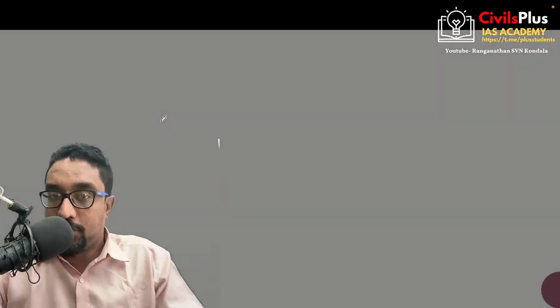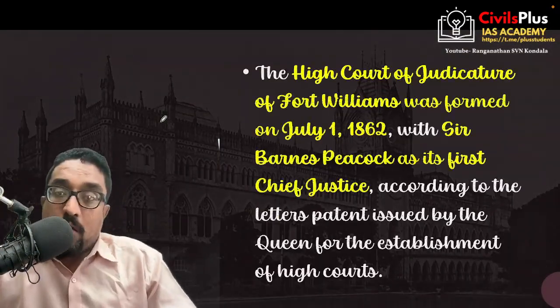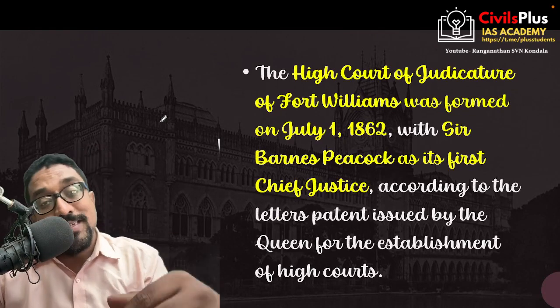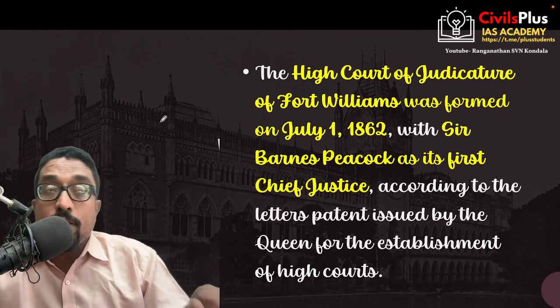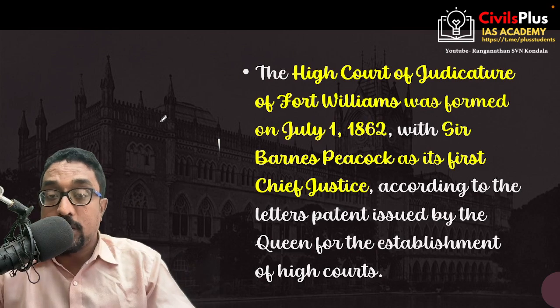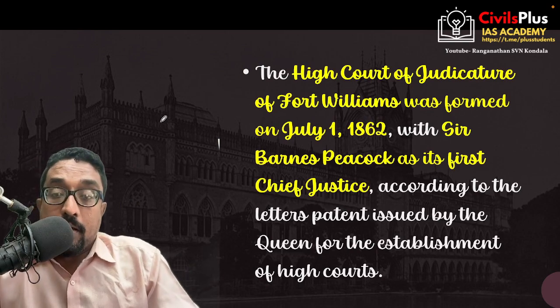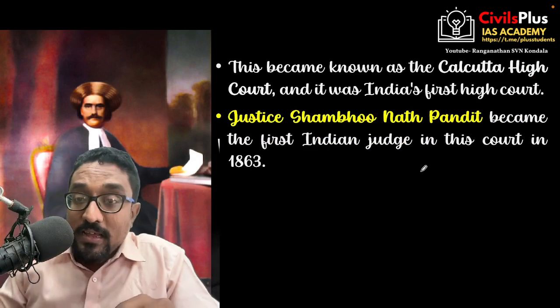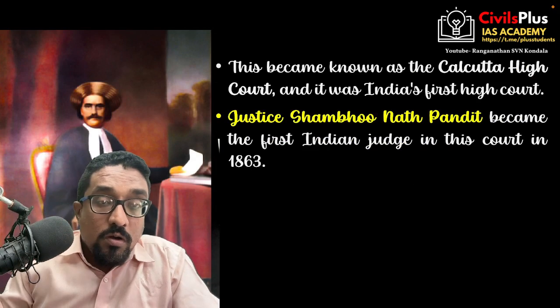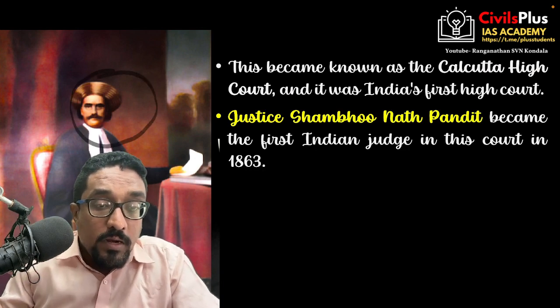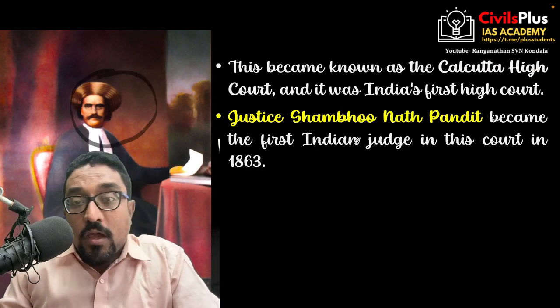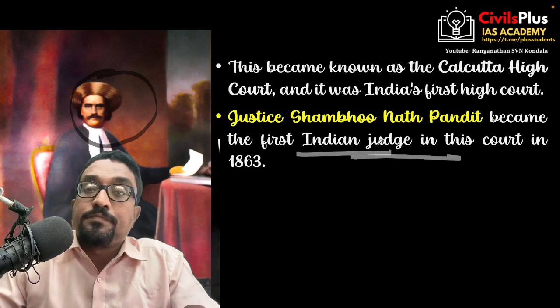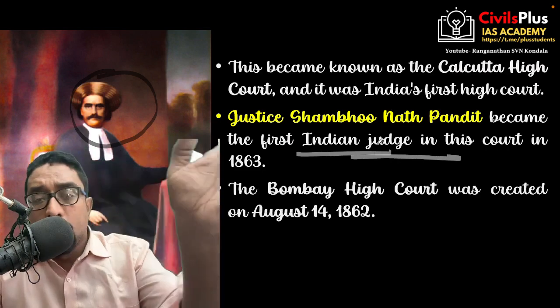And the High Court of Judicature of Fort William was established on July 1st, 1862, with Sir Barnes Peacock as its first Chief Justice. And similarly, Shambhunath Pandit in 1863 became the first Indian judge in the courts of Calcutta. Shambhunath Pandit became the first Indian Calcutta High Court judge.